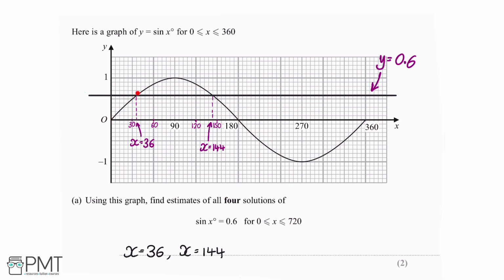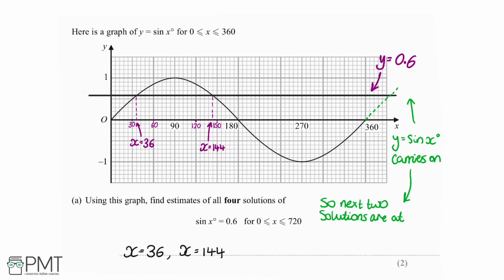So let's imagine that this line at y equals 0.6 carries on forever as well. Where is it going to intersect? Well, between 0 and 360, we intersected at 36 and 144. And I said that our graph is essentially starting again from 360. So it's going to intersect 36 after 360 and 144 after 360. So essentially, our graph of y equals sine x carries on.